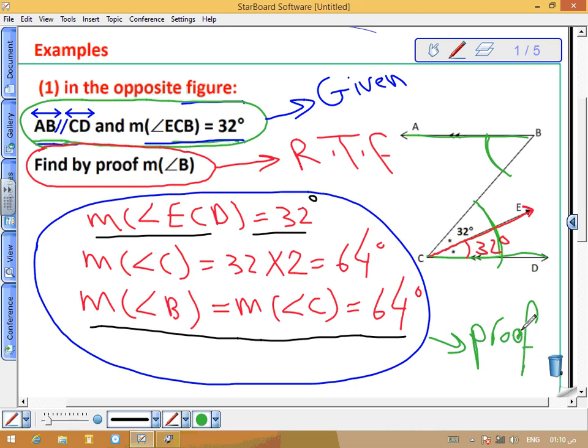Okay, again from the beginning. Number one, the information that helps me to solve the problem, we name it given. Number two, the question in the problem, and we name it RTF, means required to find. Number three, the part or the text representing my answer of the problem, and we name it proof. And now let's solve this problem again by using items of deductive proof.